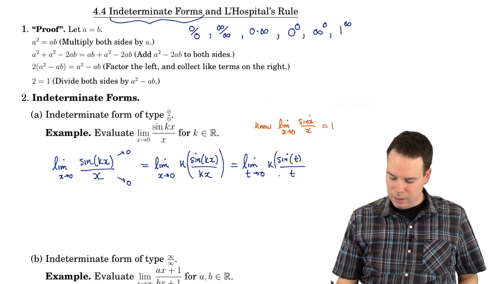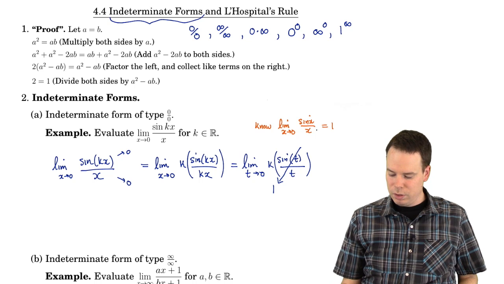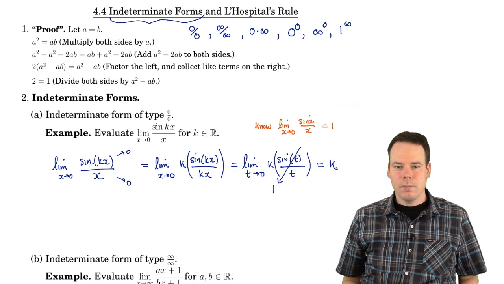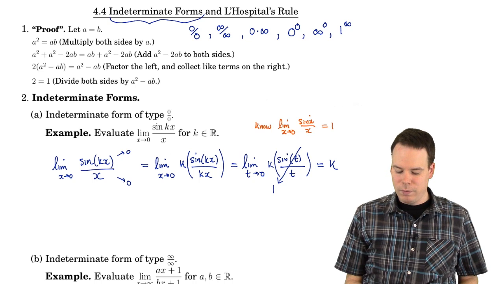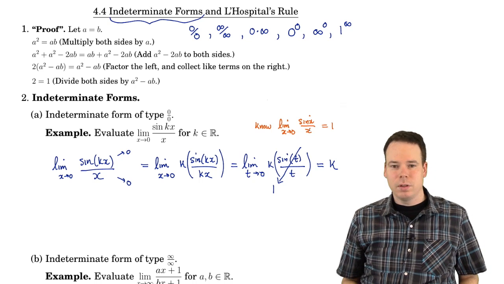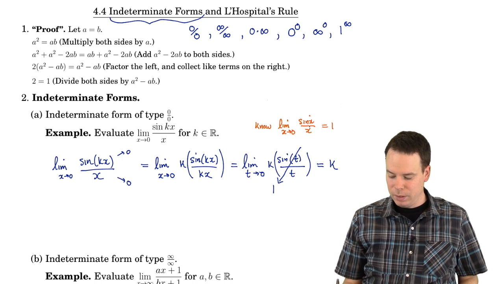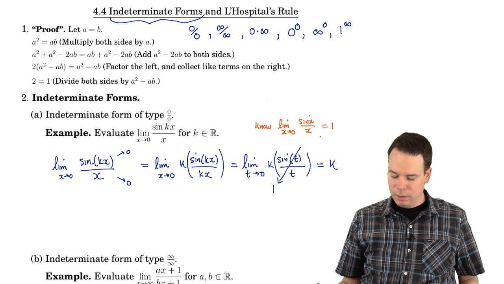And now at this stage, we see that this goes to 1. That's using our known result. So the limit here is k. Okay, so we've managed to work out the value of this limit by using a previously known result: the limit as x goes to 0 of sine x over x is 1.